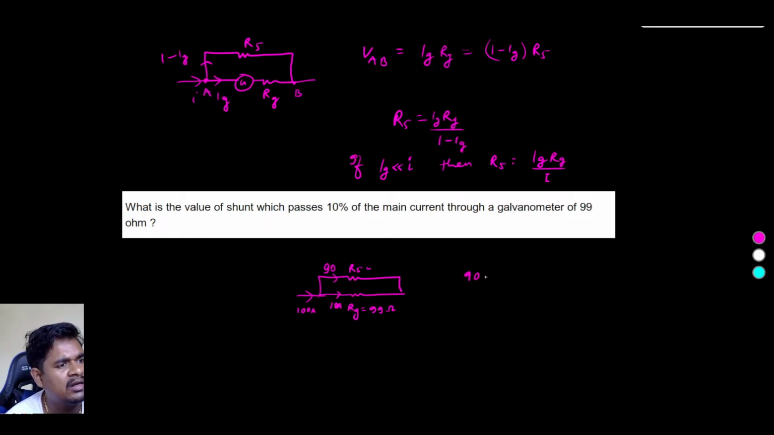So I will write 90 times Rs should be equal to 10 times 99. So Rs is equal to 990 by 90. So Rs will be 11 ohm. Understood?